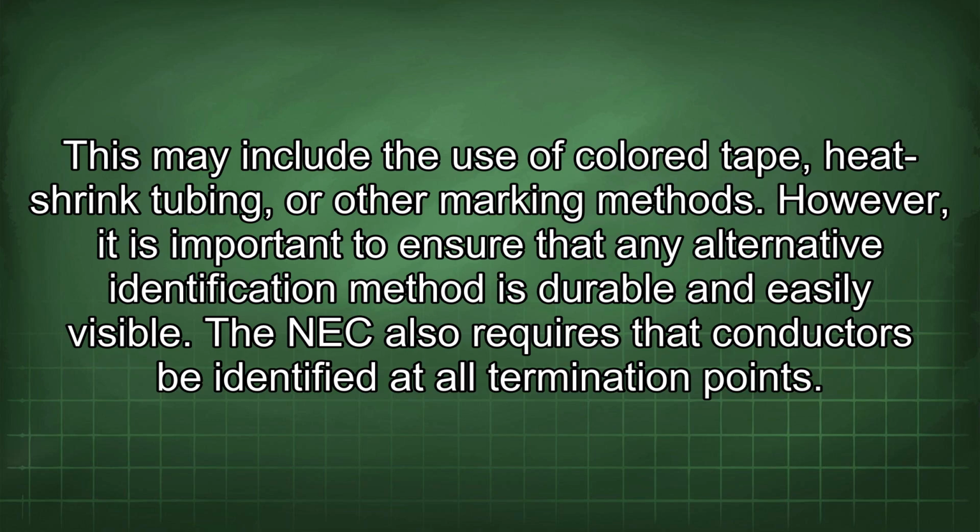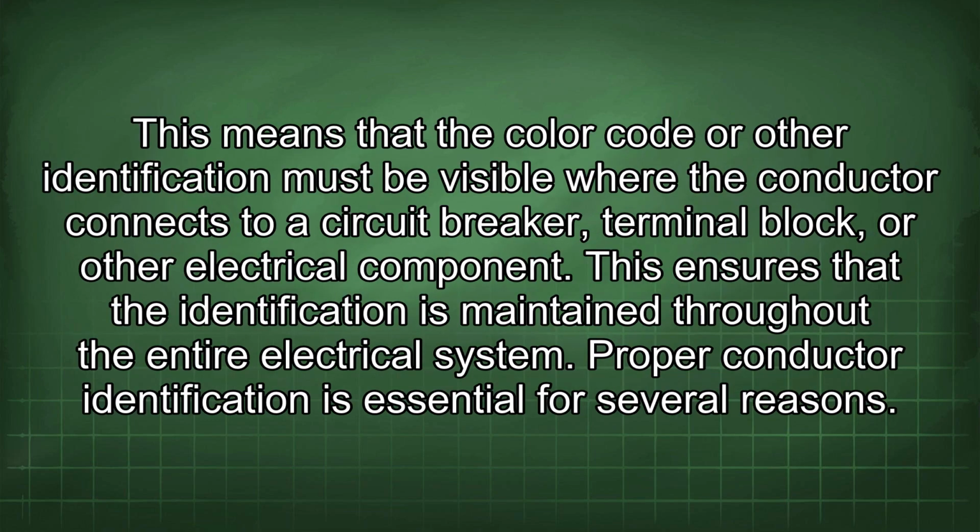In addition to color coding, the NEC allows for other approved means of conductor identification. This may include the use of color tape, heat shrink tubing, or other marking methods. However, it is important to ensure that any alternative identification method is durable and easily visible. The NEC also requires that conductors be identified at all termination points. This means that the color code or other identification must be visible where the conductor connects to a circuit breaker, terminal block, or other electrical component. This ensures that the identification is maintained throughout the entire electrical system.